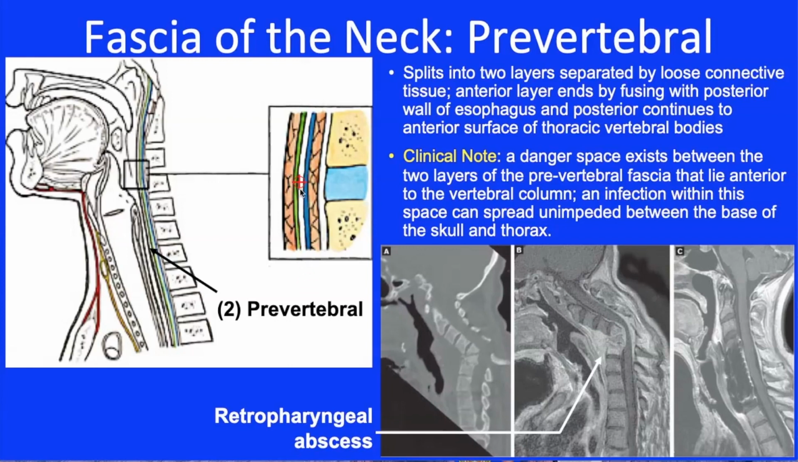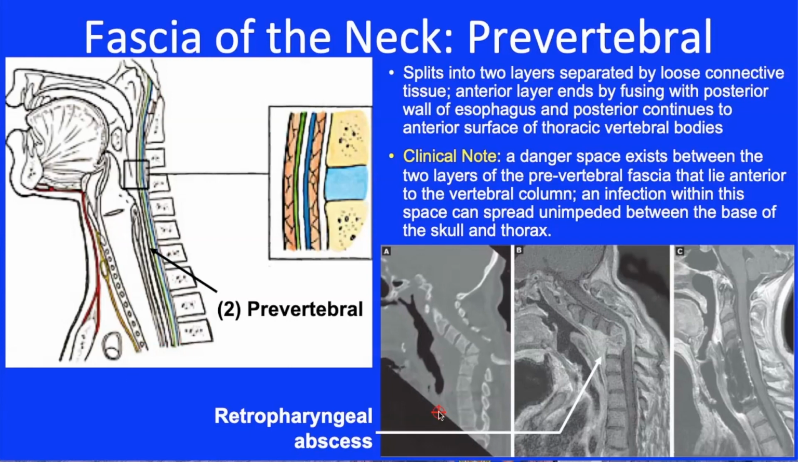This gap is real and extends from the base of the skull all the way to the thorax. This space consists of what has been called the danger zone between the 2 layers. An infection within this space can travel unimpeded between the base of the skull to the thorax.